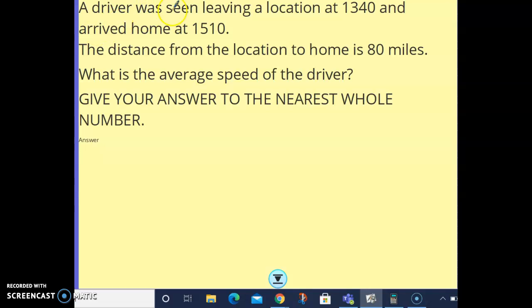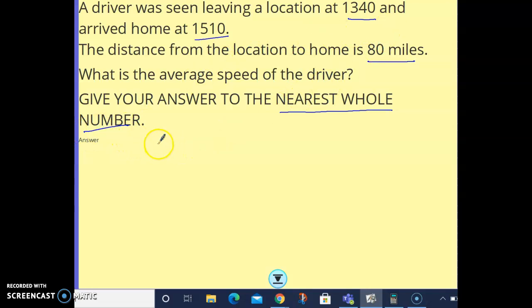Okay, next question. A driver was seen leaving a location at 13:40. He arrived home at 15:10. The distance from location to home is 80 miles. What was the average speed of the driver? And we're told here, answer needs to be to the nearest whole number.